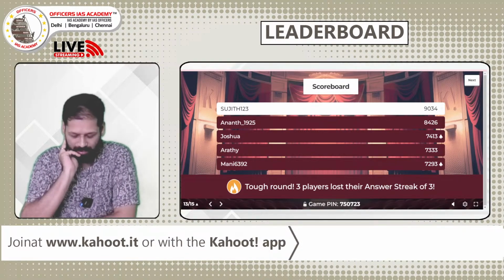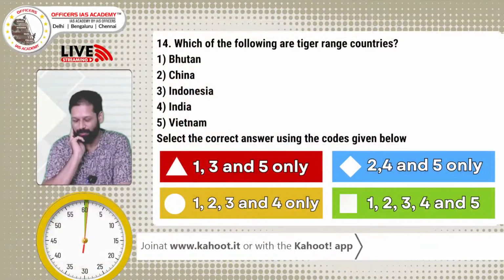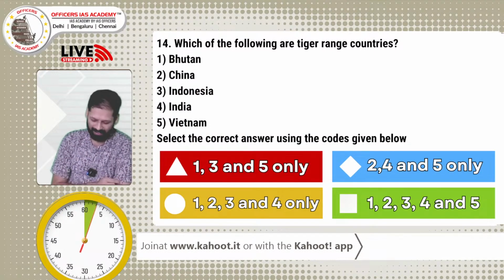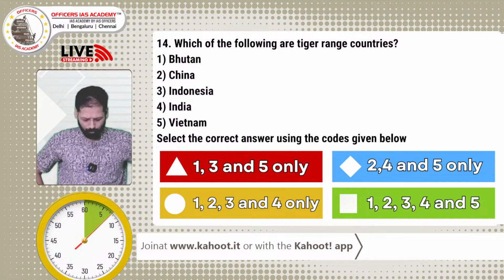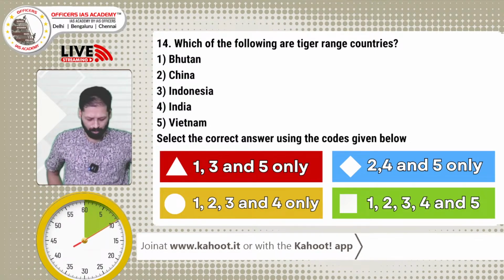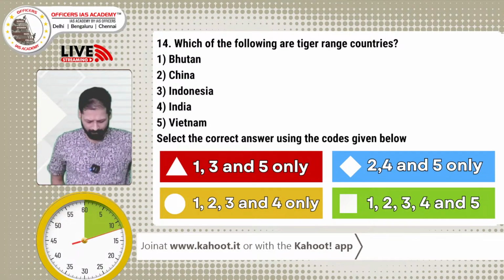Let's move on to the next two questions. It is the last two questions that are there. Let's see who gets it correct. Question 14 out of 15. Which of the following are tiger range countries? Bhutan, China, Indonesia, India, and Vietnam.